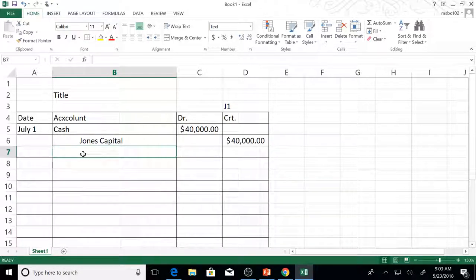All right, let's move to the next transaction, which is on July 1st. Just don't look at the title, all right? On July 1st, John orders $5,200 of office supplies for the Blue Design Studio.